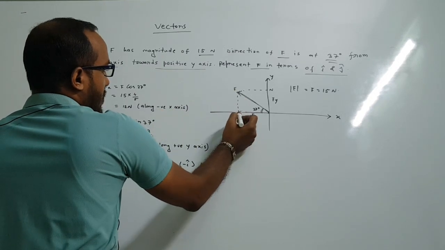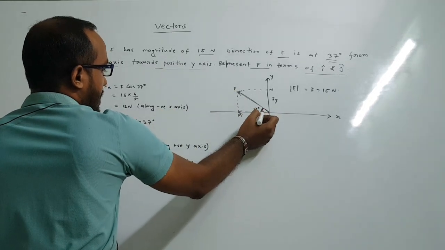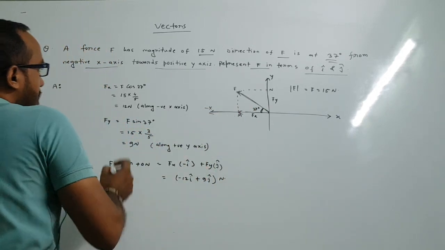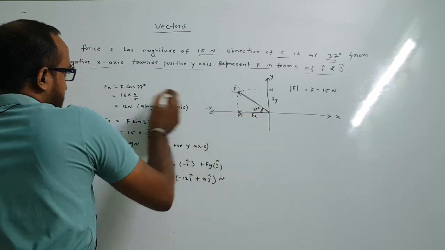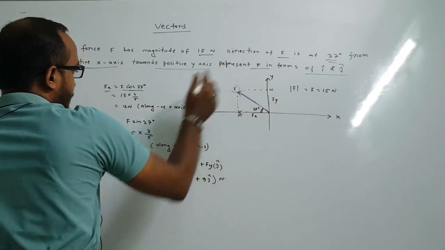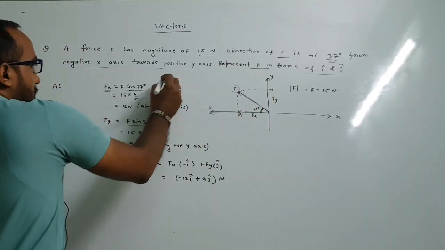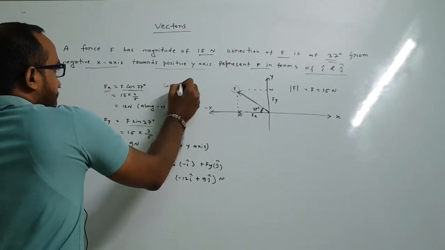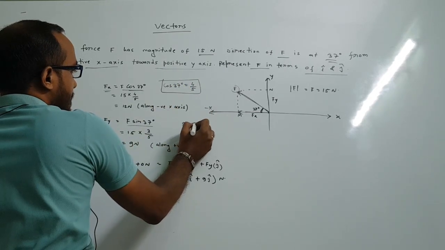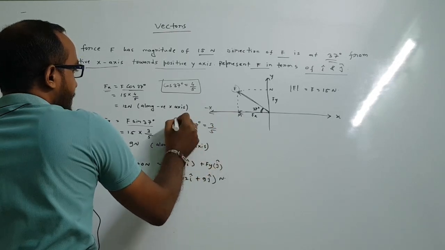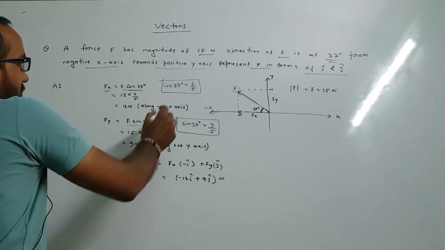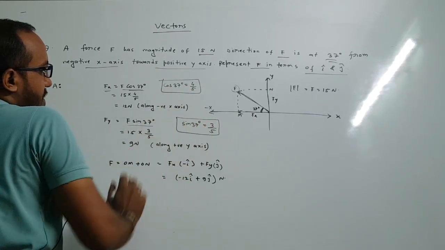So what is the component along F? Along F, this is the angle theta which is along negative x-axis. So the component along negative x-axis would be Fx, that is F cos 37, and the perpendicular component would be F sin 37. See, always remember cos 37 degree is 4 by 5 and sin 37 degree is 3 by 5. You have to remember this in order to calculate this type of problem in competitive exams. Cos 37 is 4 by 5 and sin 37 is 3 by 5.